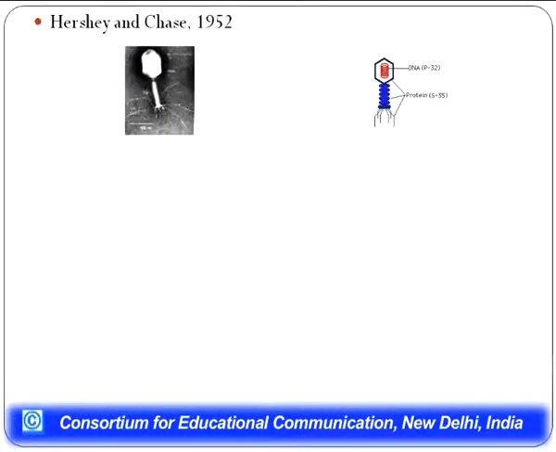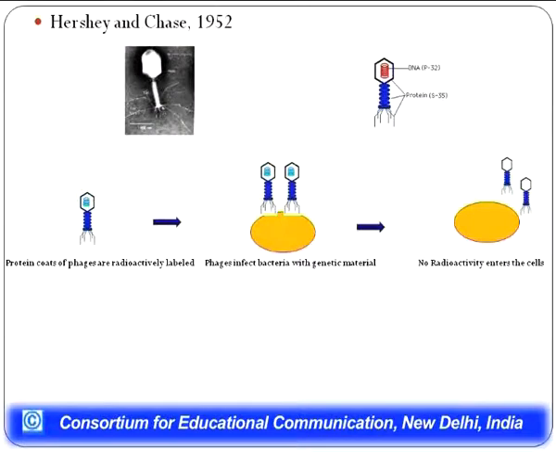Now, Hershey and Chase did an experiment in which they were able to radioactively label the DNA of the bacteriophage as well as they were able to label the protein of the bacteriophage. DNA was labeled with the P32 isotope and protein, which has the amino acids, have sulfur in them. So, sulfur was labeled with S35 isotope. They did two sets of experiments. In one set of experiment, they took bacteriophage which had radioactively labeled protein, but the DNA was not radioactively labeled.